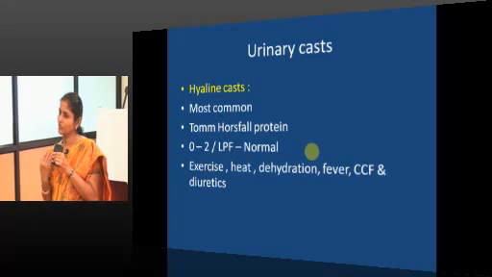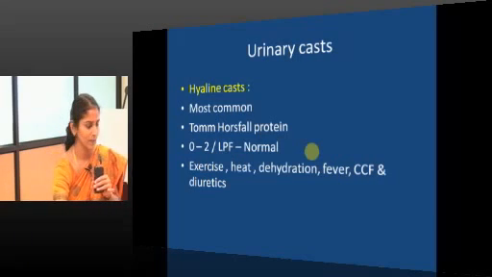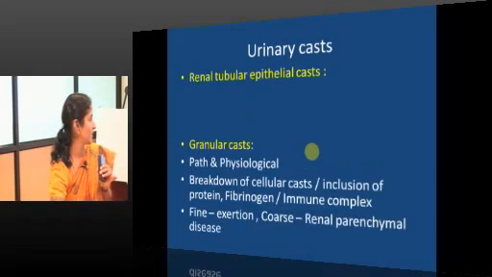Hyaline casts are the most common cast. You can see them in physiological conditions and also in conditions causing physiological proteinuria. Up to 2 per high power field, or low power field, is normal.